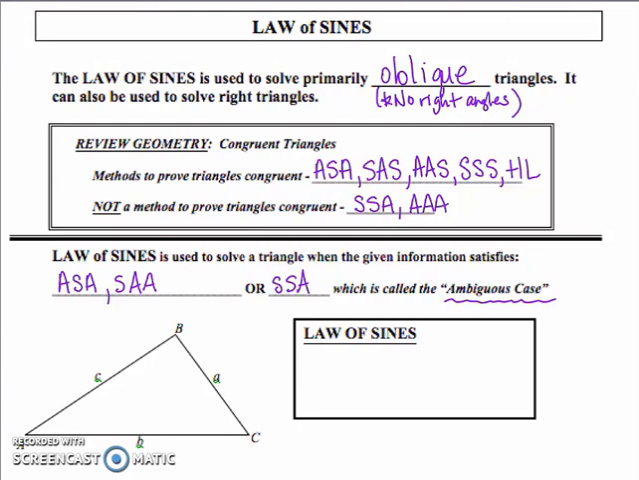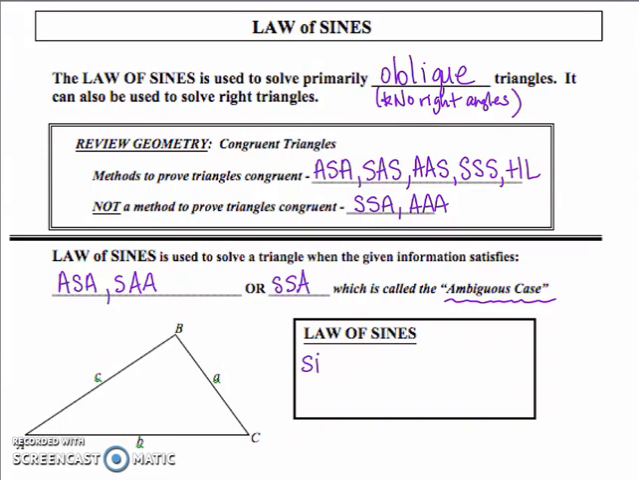So the law of sines, if we look at this picture, please notice that for the given triangle, the angles are denoted with capital A, B, and C, and the side lengths are denoted with lowercase a, b, and c. Side a is directly across from angle A, side b is directly across from angle B, and side c is directly across from angle C. So notation is really important with the law of sines.